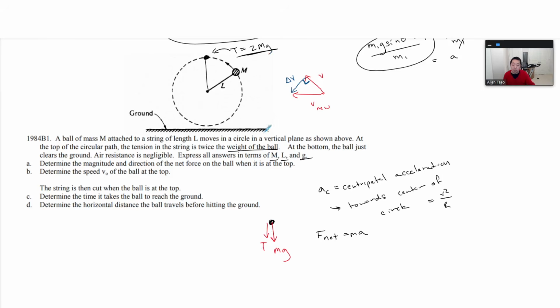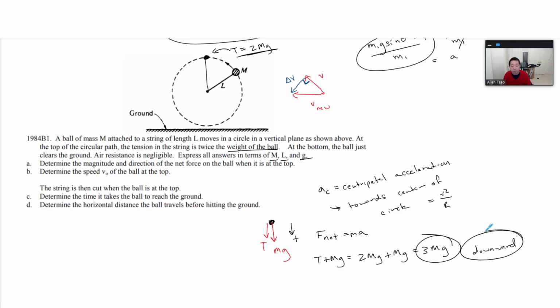I know T is equal to 2 mg, so when I add the forces here, it's going to be T plus mg, assuming down is positive. But I know T was 2 mg, so this is just 2 mg plus mg. That is 3 mg. Okay? So I also want to say downward, because they ask you magnitude and direction. It is downward.